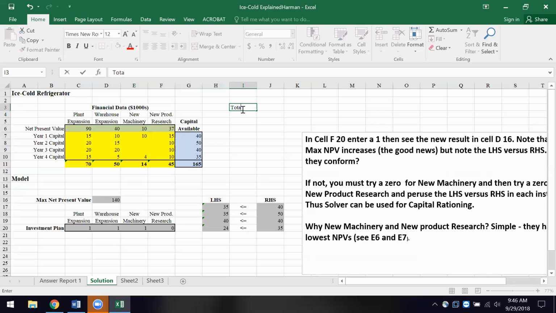I'm doing a little bit of improvisation here, but that's the beauty of this, I can do it if I want to. I'll use the sum function, and it's going to be these numbers. Okay, I'll make that the total NPV. Now that would be our goal. That would be total maximization.